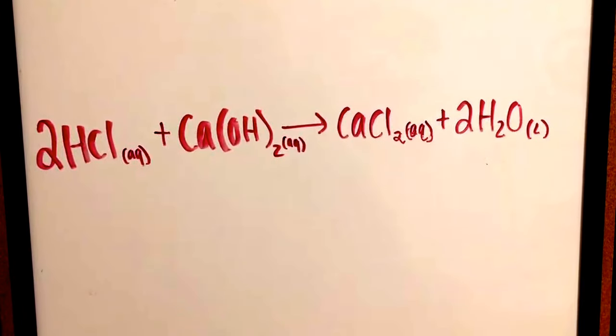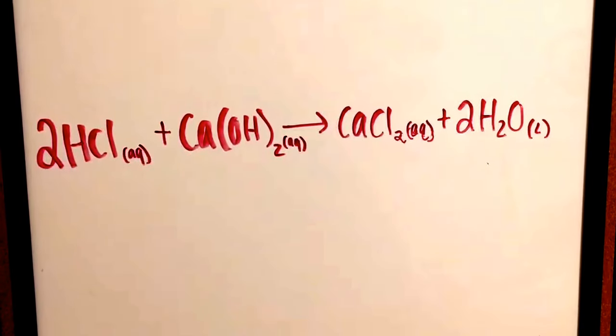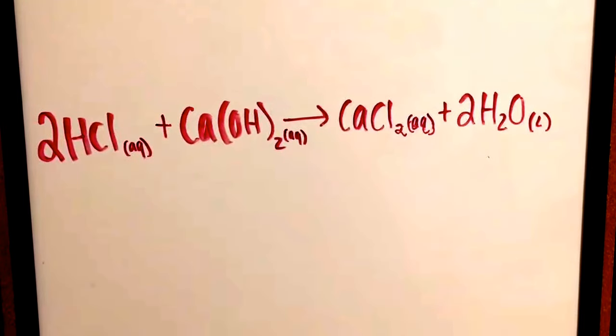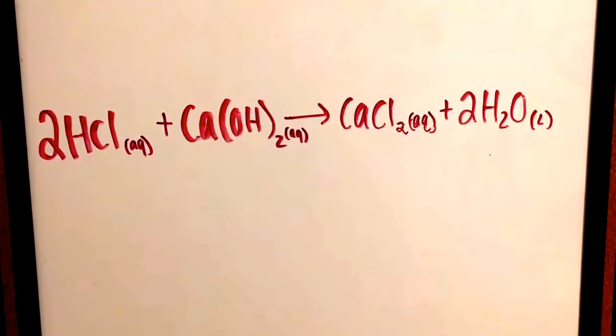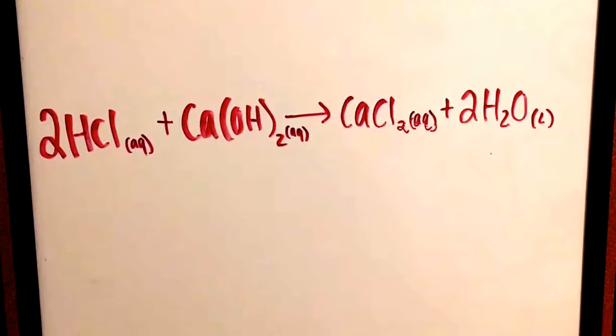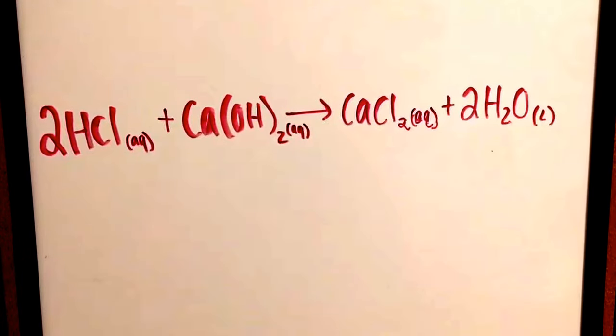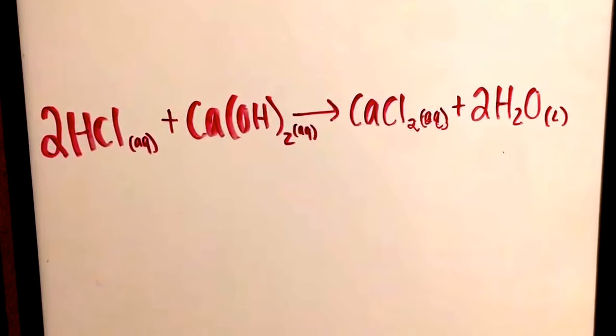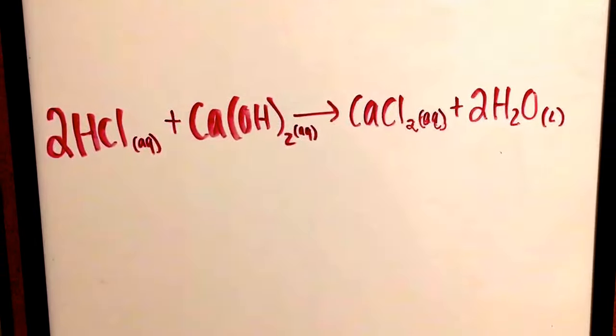Our first step is to write out and balance our equation. HCl is a strong acid and CaOH2 is a strong base. That means HCl and CaOH2 completely break apart into ions when in solution.